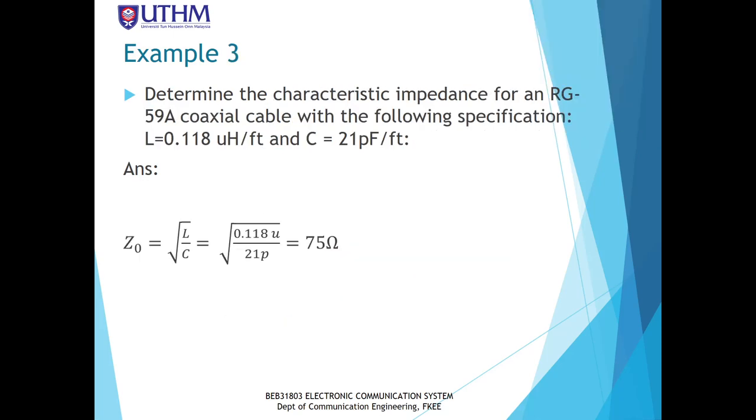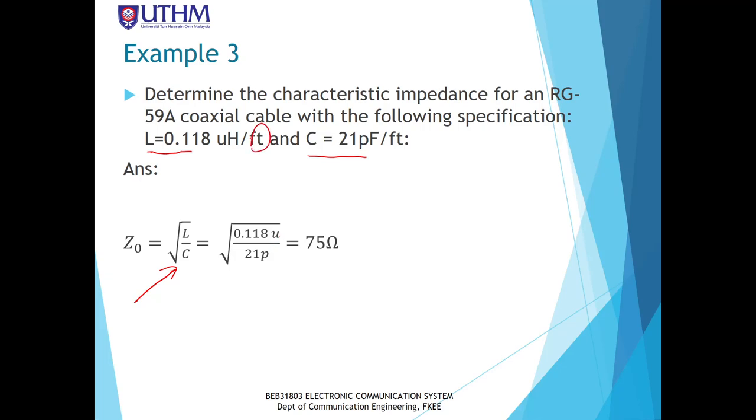And then example 3. Okay, example 3, determine the characteristic impedance for an RG49A coaxial cable with the following specifications. So you are given only two parameters, the inductor and also the capacitor. So Z0 is equal to square root of L over C. Since you're given only two parameters, then we can assume that this is using a high frequency transmission. So just using these two parameters, you can calculate the Z0. Z0 is equal to square root of L over C. So 0.118 microhenry.